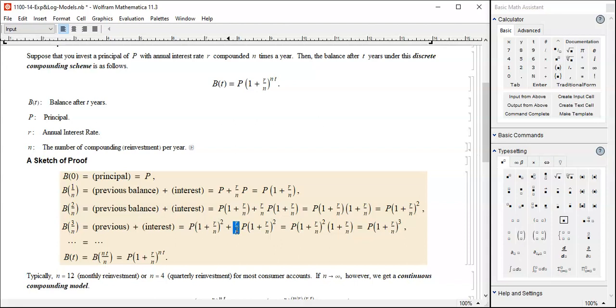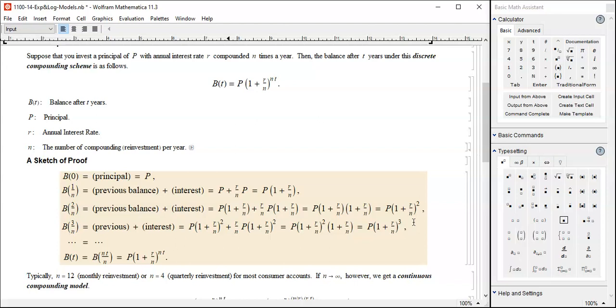And here, we have R over n. So voila, again, 1 plus R over n comes out again. In the end, we have the third power. See the pattern? Basically, each compounding is the multiplication of 1 plus R over n.